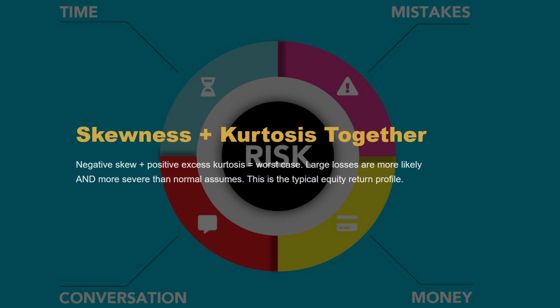When you see an exam question that asks about the limitations of using standard deviation alone as a risk measure, the answer is skewness and kurtosis. Standard deviation treats upside and downside symmetrically. Skewness shows they are not symmetric. Kurtosis shows the probability of extreme events is wrong under normal assumptions.